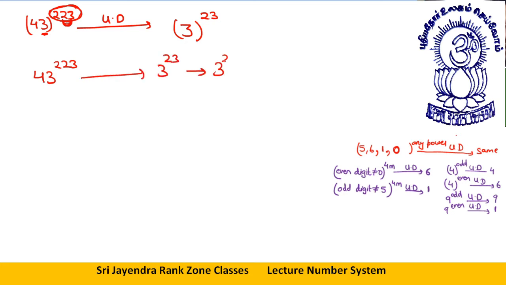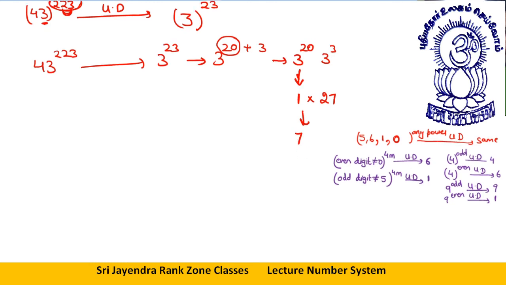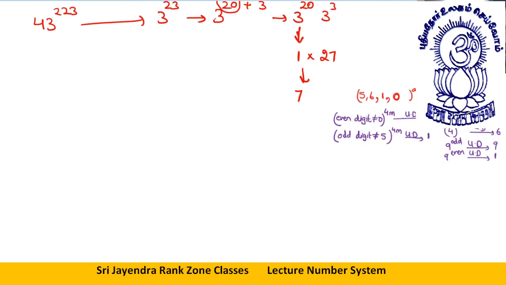I will write it as 3 raised to power 20, why? Because this is divisible by 4. Then I'll write 3 raised to power 3. That is 3 raised to power 20 times 3 raised to power 3. What will it give me? Any odd digit raised to a power of 4 will give me a unit digit 1. 3 raised to power 3 is 27. So your answer will be 7. I am sure it must be clear to all of you. Let's take a few more examples.